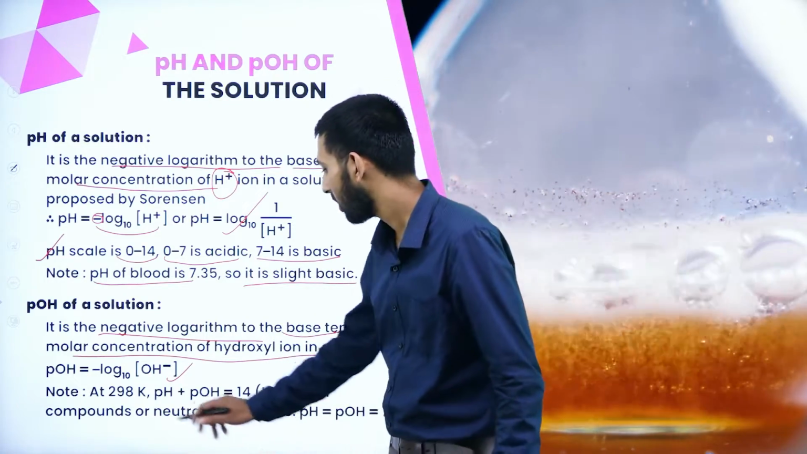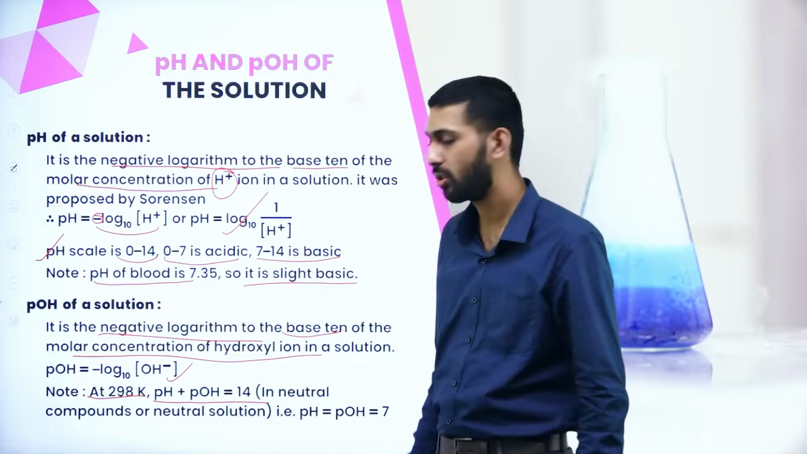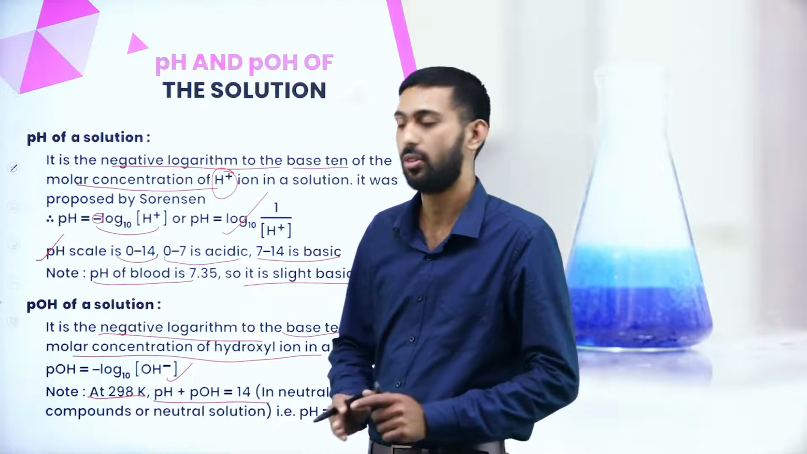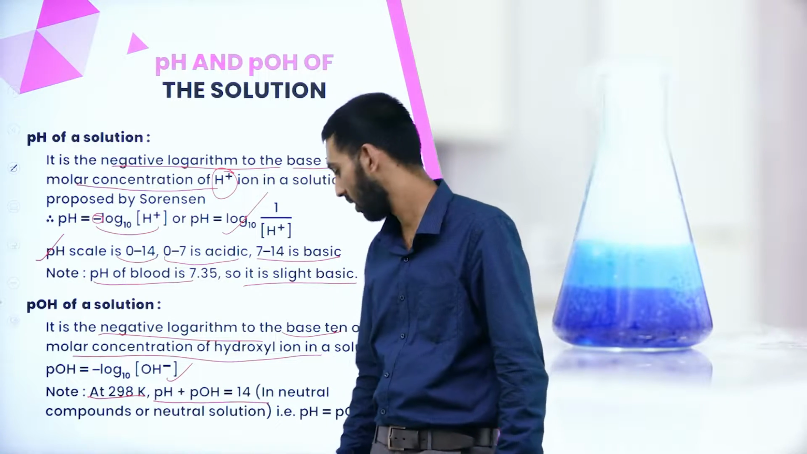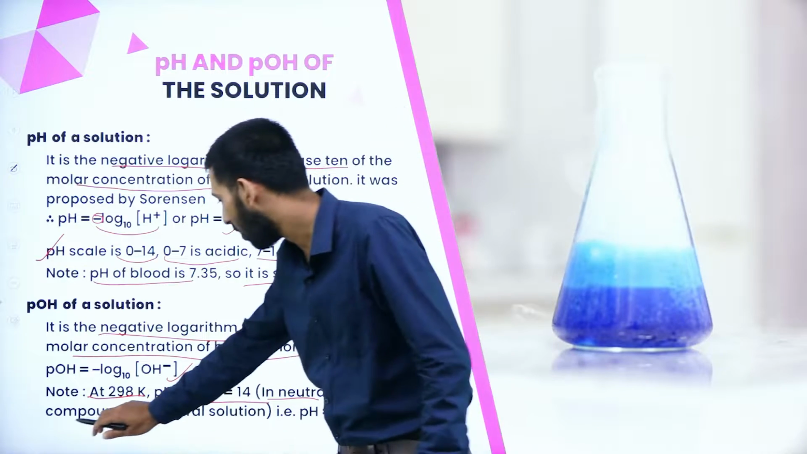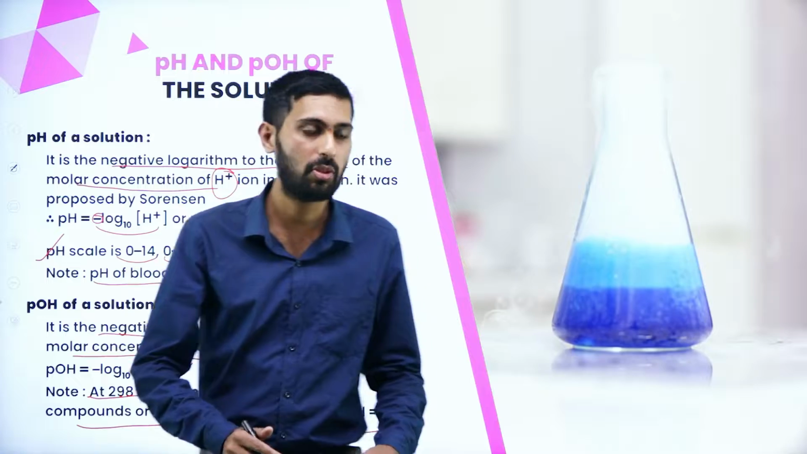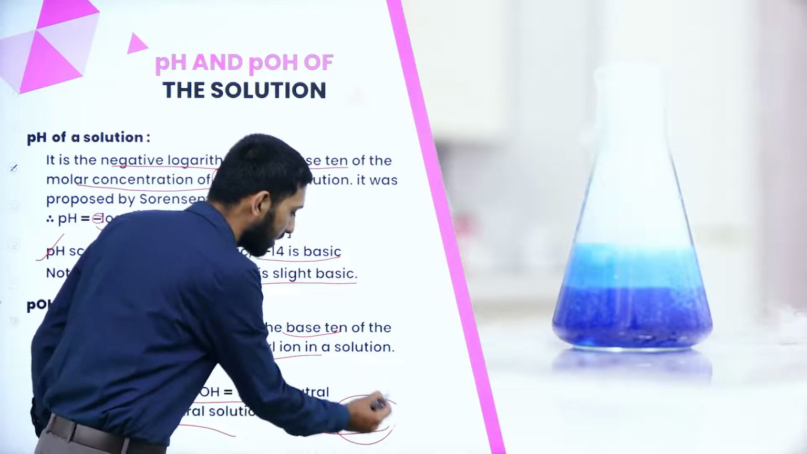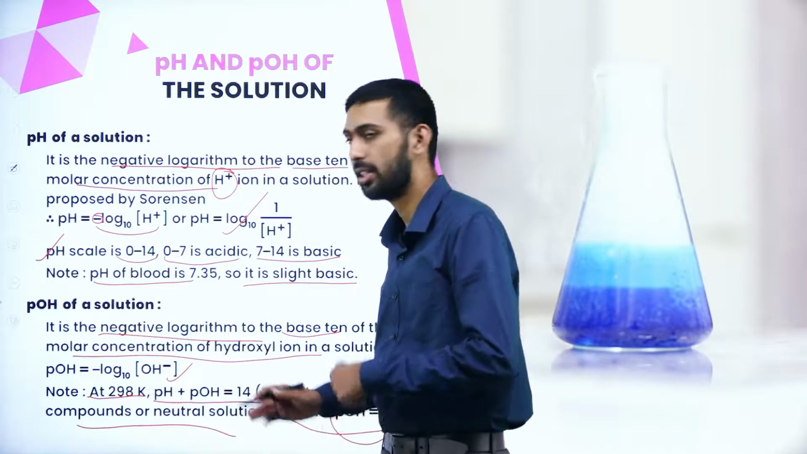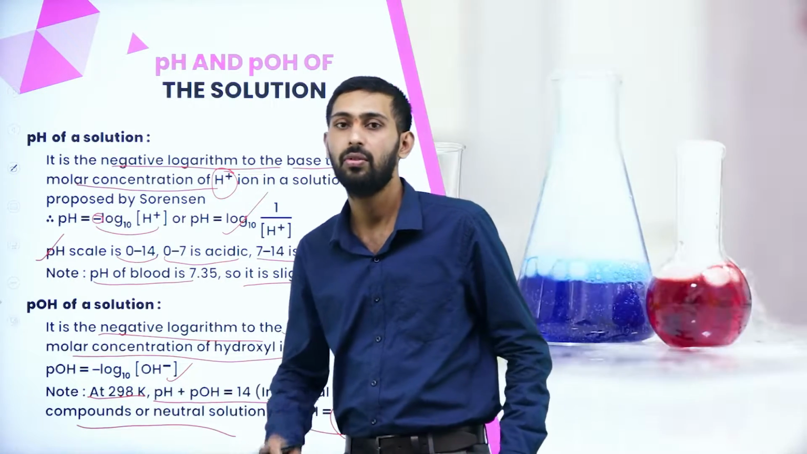Okay, so at 298 Kelvin, we can say that pH plus pOH is equal to 14. pH plus pOH will always be equal to 14 at 298 Kelvin. For neutral compounds or neutral solution, pH and pOH will always be equal to 7. But for the other compounds, pH plus pOH will always be equal to 14.